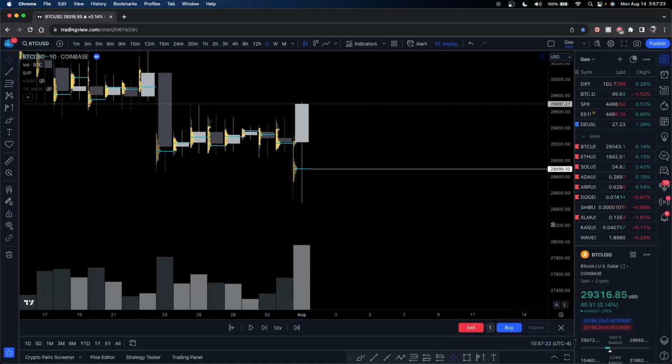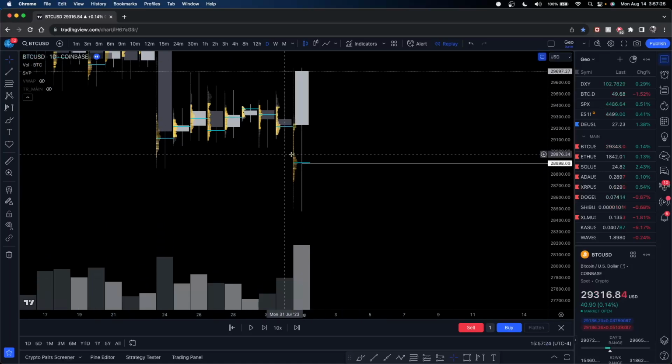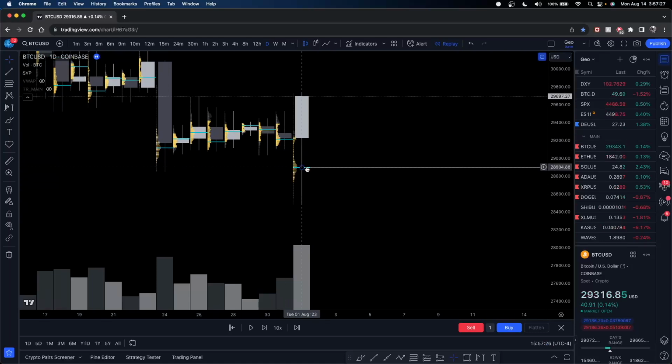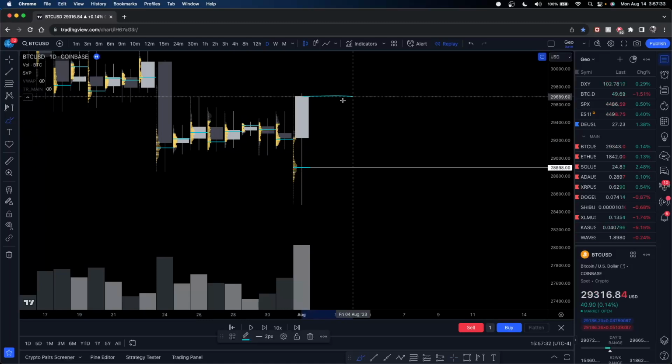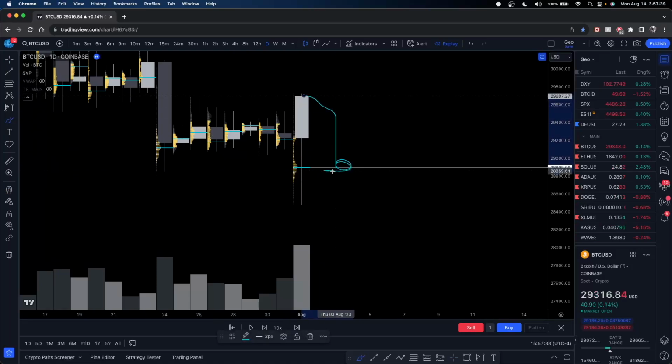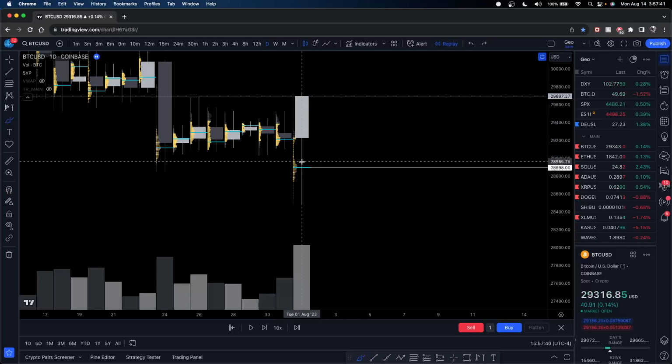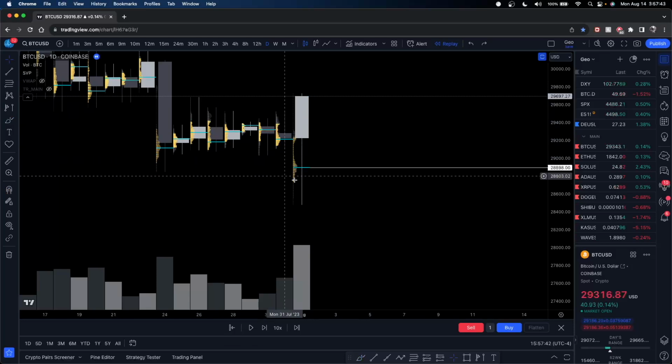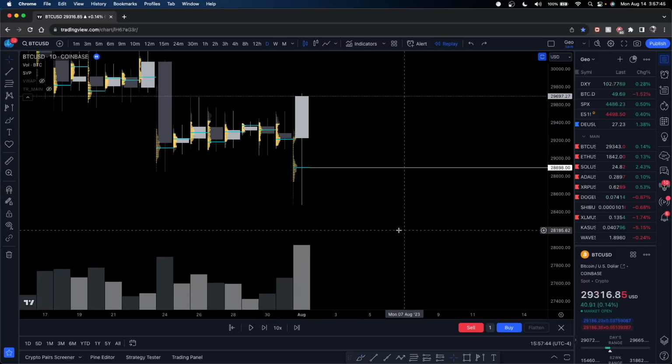Okay. So your point of control has not been recovered. We know, well, you don't know, but now I'm going to tell you, point of controls like to be recovered. It doesn't have to be the next candle by no means, but they like to be recovered. So what we're looking for is a retest, at least, of that daily point of control. So let me show you what happens.